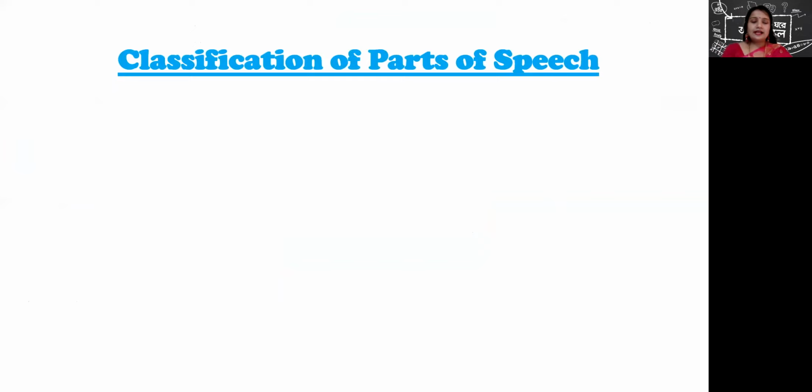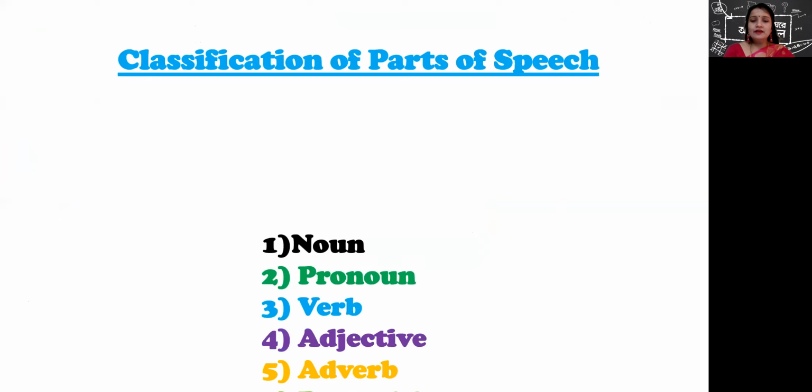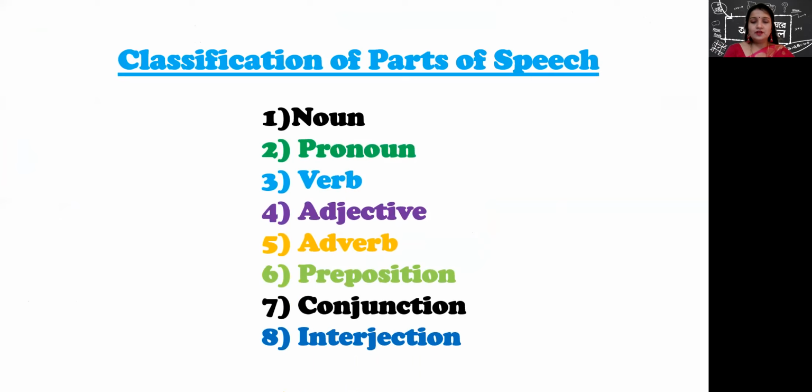Now, the classification of parts of speech. We will discuss the classification of parts of speech. My dear students, are you ready with your textbook, your notebook and your pen? Please write down the classification of parts of speech. Parts of speech are of 8 types: noun, pronoun, verb, adjective, adverb, preposition, conjunction, and interjection. Okay, my dear students, understand? Please write down.